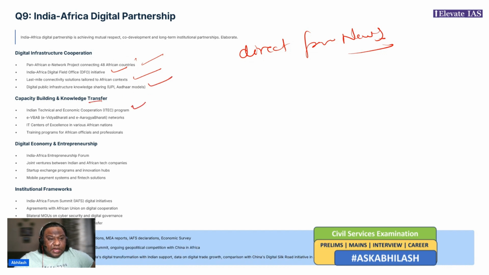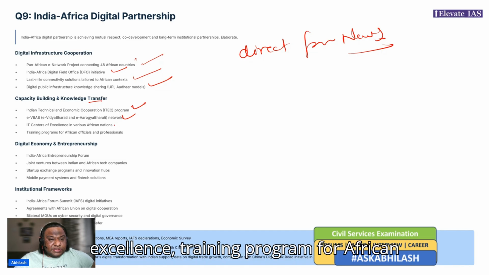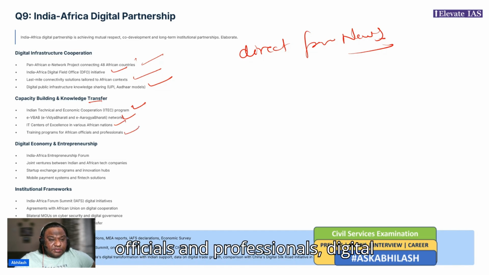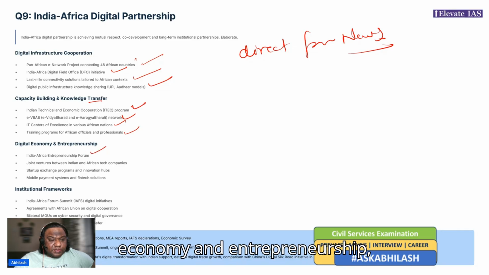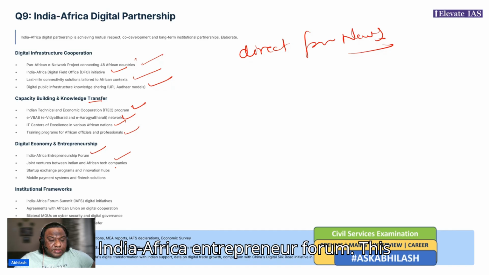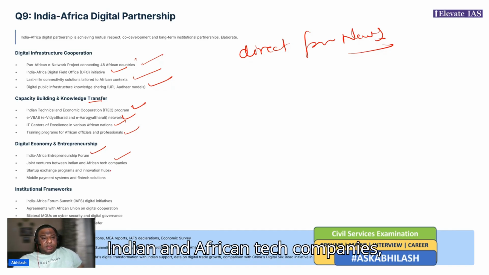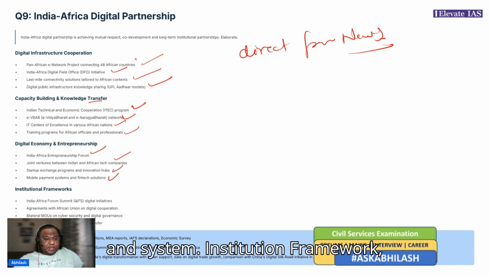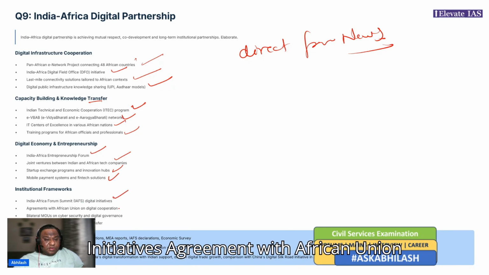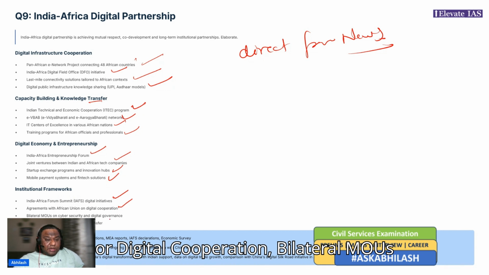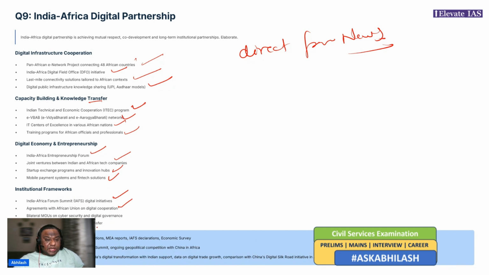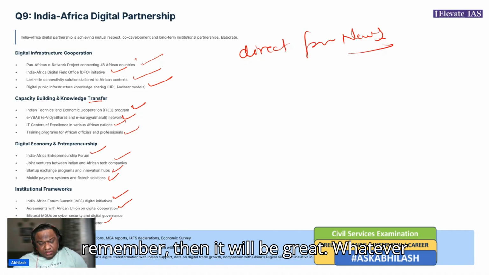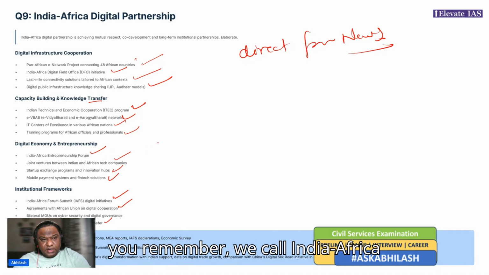and knowledge transfer, iTEC, e-VidyaBharati, IT Centers of Excellence, training programs for African officials and professionals, digital economy and entrepreneurship, India Africa Entrepreneurship Forum, joint ventures between Indian and African tech companies, startup exchange programs, mobile payments and systems, institutional framework, India Africa Forum Summit, digital initiatives agreement with the African Union on digital cooperation, bilateral MOUs on cybersecurity and digital governance, and a joint working group on technology transfer. So this has been in the news, and if you can remember, then it will be great. Whatever you remember, you call it the India Africa relationship.